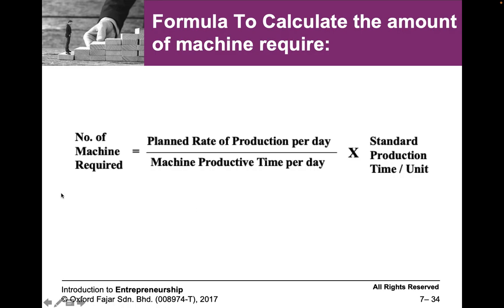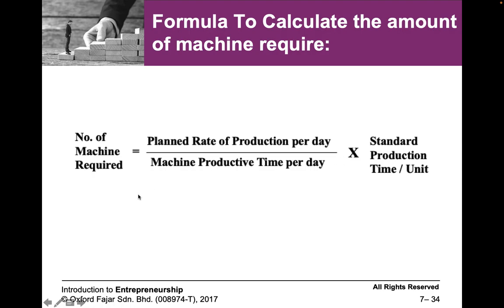Okay, so planned rate of production per day is 70. Machine productive time per day, let's say 7 hours. Times standard production time per unit, let's say 20 minutes in order to produce 1 unit of cake. So you calculate, then you will get the number of machines required.